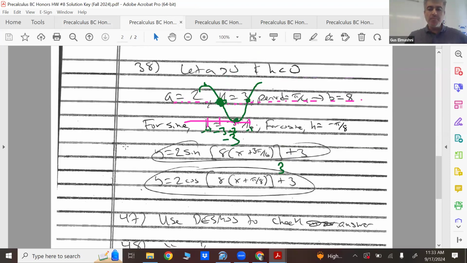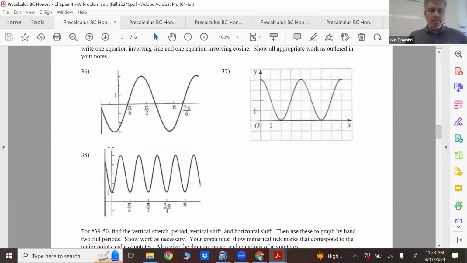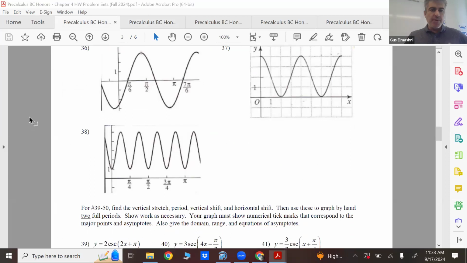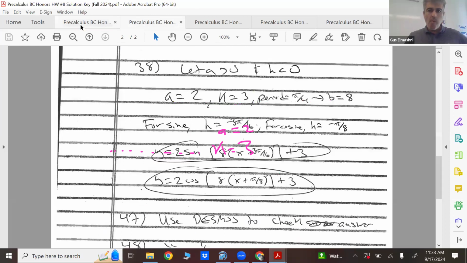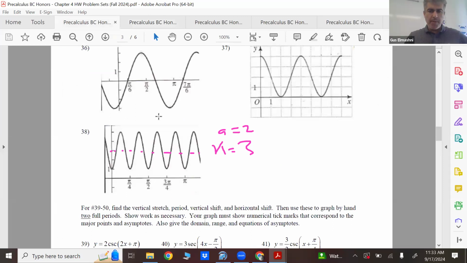Okay, 38. Okay, I think I got this one right. Okay, A is positive, H is negative. Okay. So for this one here, hopefully I didn't mess this one up either. Period. So first of all, K is 3, guys, right? K is 3. A is 2. But I think we want our H to be negative. Is that right? H has to be negative. We'll worry about that in a moment. Period. 1 cycle is pi/4. So what's your B value? 8. Yes, good.